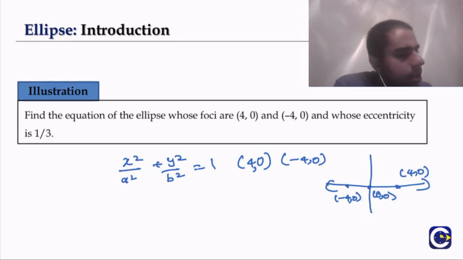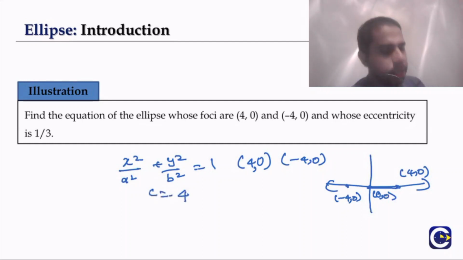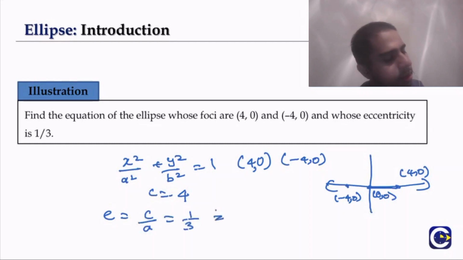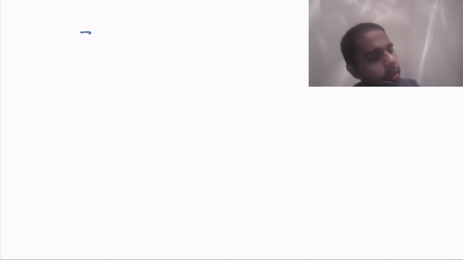We know that the distance between the center and the focus point gives us c. So c is equal to 4. And we know eccentricity is given by c by a, which is equal to 1 by 3. So 4 by a is equal to 1 by 3, which gives a equal to 12.